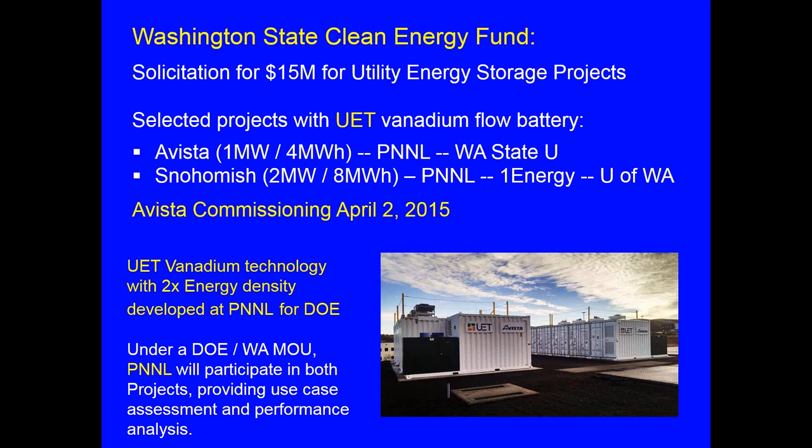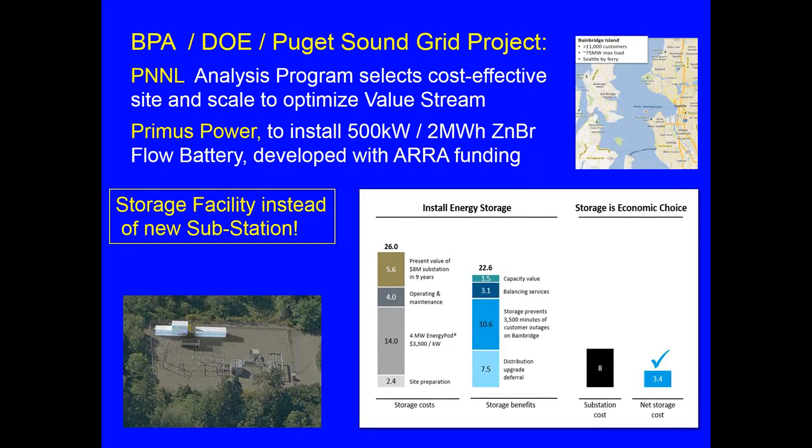Now the next example shows how these cost and benefit evaluations are carried out. It's a project done together with BPA, Department of Energy, and Puget Sound. And what happened there is on Bainbridge Island, they needed to put in a new substation. But the inhabitants decided that rather than have a substation, they wanted to have energy storage. So we identified four potential sites, and then P&L did a careful analysis of all these sites and determined which of them would have the lowest cost benefit ratio.